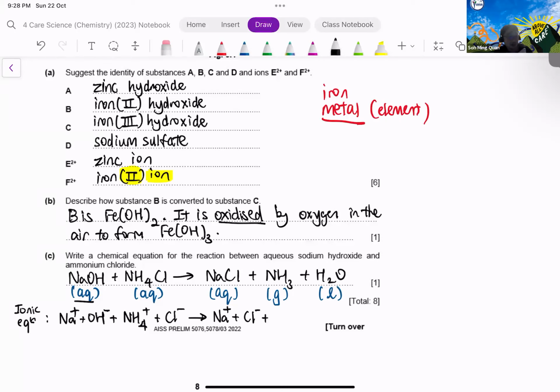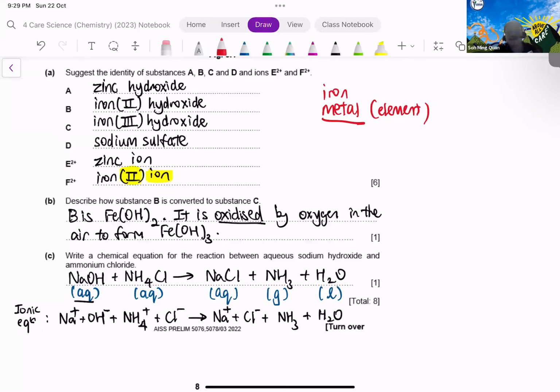The remaining gases don't split. NH3 doesn't split. Liquid doesn't split. H2O. Now the whole purpose of splitting up is so that you can see which ions remain unchanged from the left to the right. So if you just look at whatever I've split up so far, what has remained the same and unchanged? There are two ions which have remained the same. Which two ions are these?